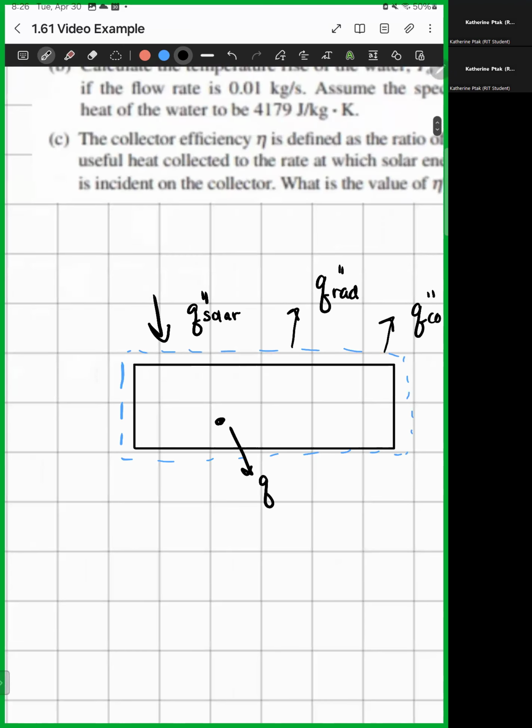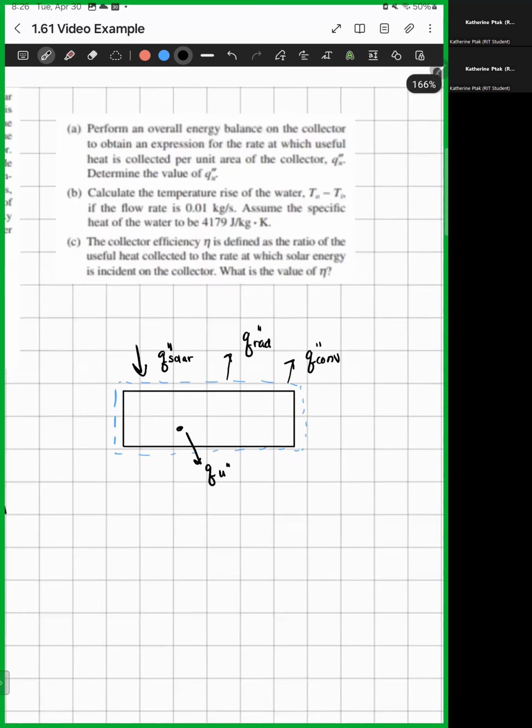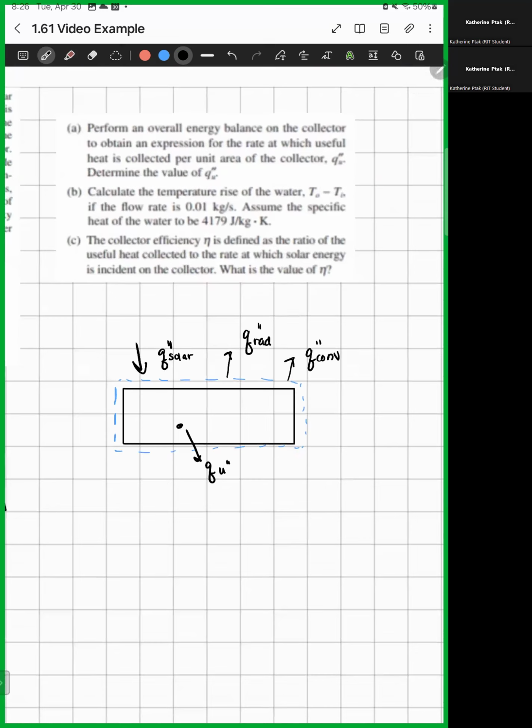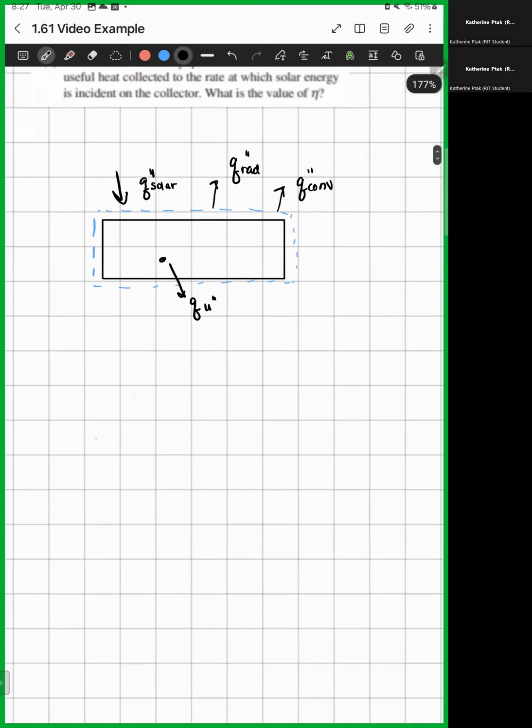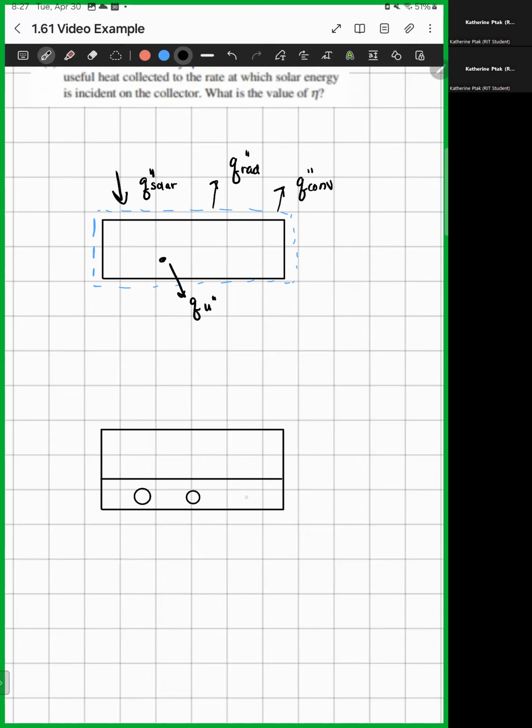That's what that Q_u, the useful heat collected, is. It's collected in the water, but it's not staying within it. So that's that Q_u, going out, but not to the air. And then to give yourself another picture of what this looks like, those are the water tubes.